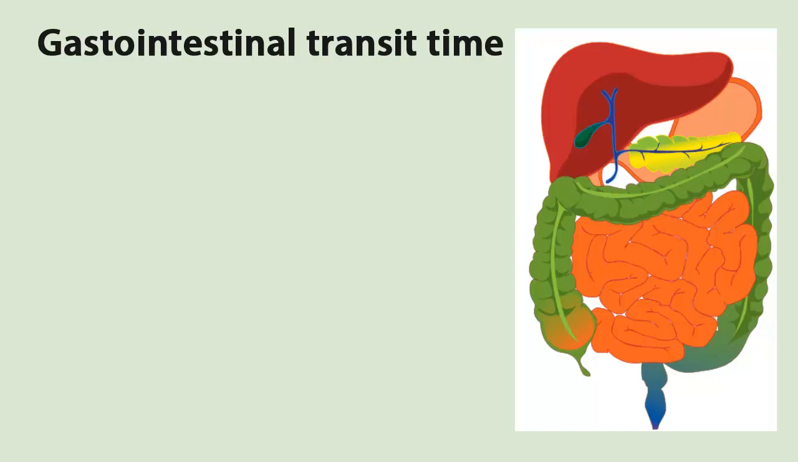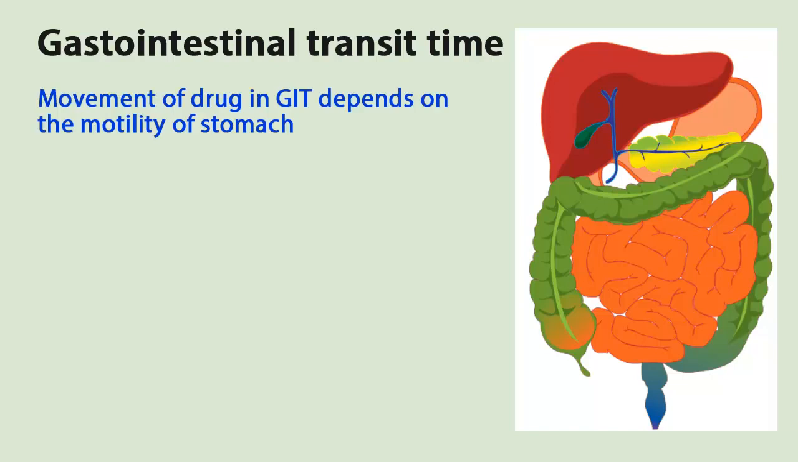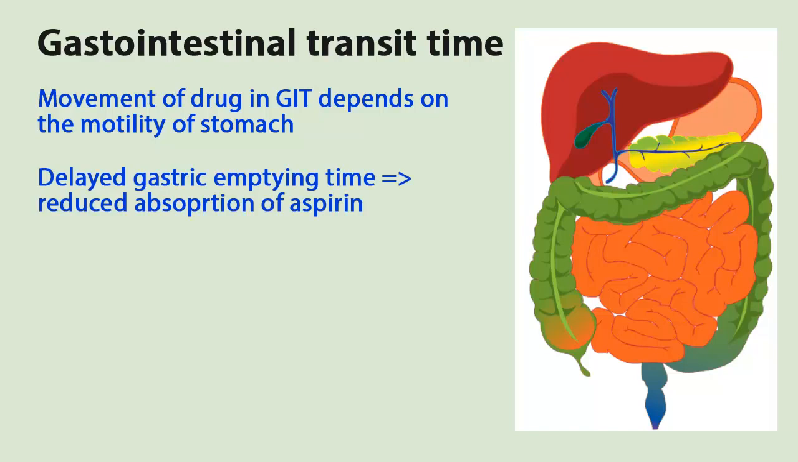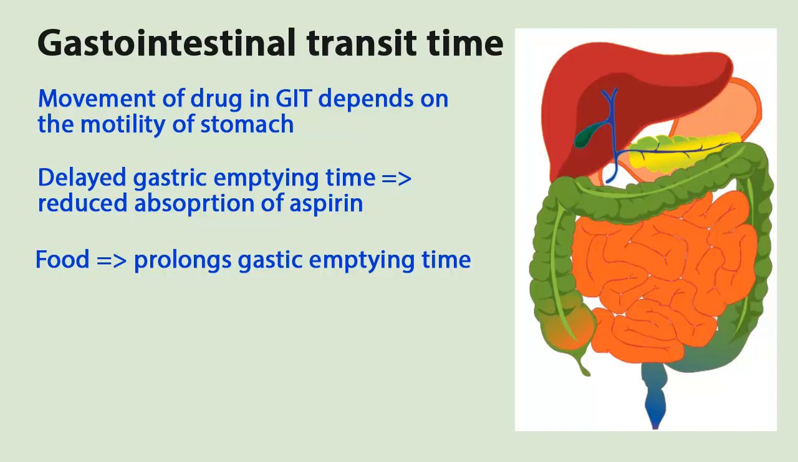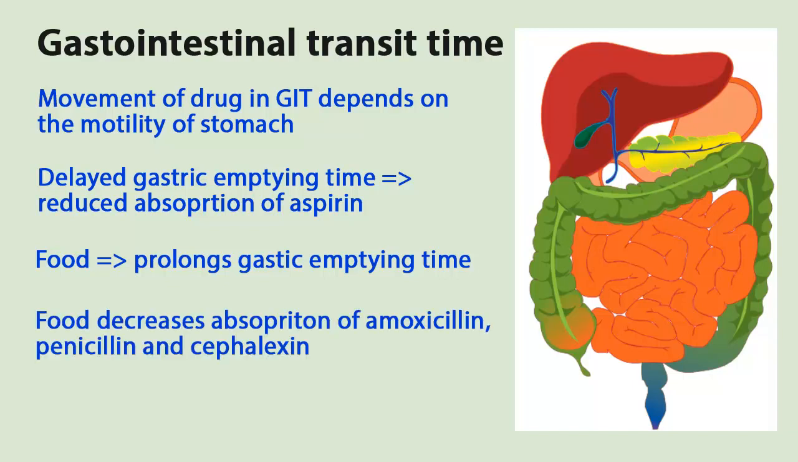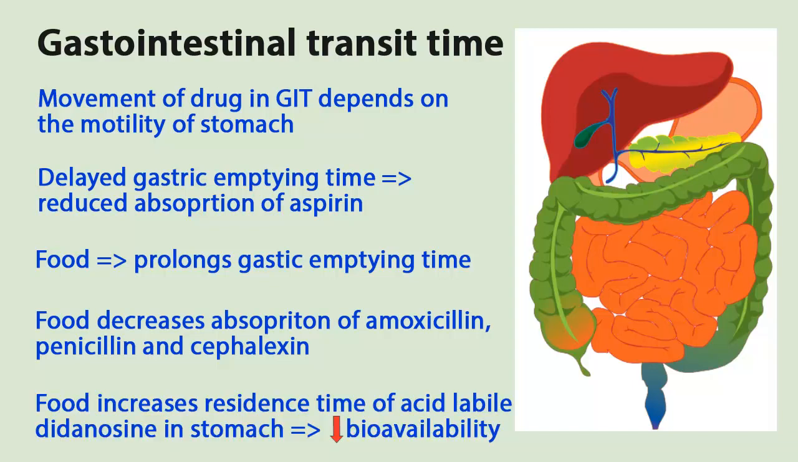Gastrointestinal transit time. Movement of drug in the gastrointestinal tract depends on motility of stomach. Absorption of aspirin is reduced by delayed gastric emptying. Food prolongs gastric emptying time and affects the bioavailability of a number of drugs. Food reduces the absorption of amoxicillin, penicillin and cephalexin. Food increases the residence time of acid-labile didanosine in a low pH of the stomach. This decreases bioavailability of didanosine.